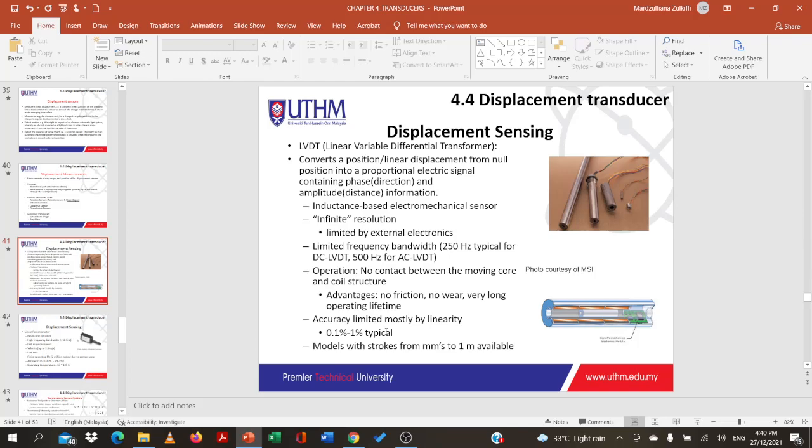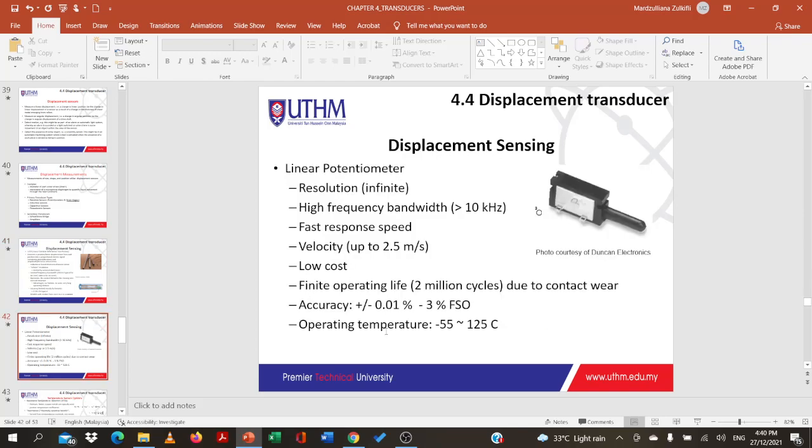The operation has no contact between the moving core and coil structure. The advantages are no friction and a very long operating lifetime. It is also accuracy limited, mostly by linearity, 0.1% to 1% typically. So models with a span from fractions of a mm to 1 mm are available.